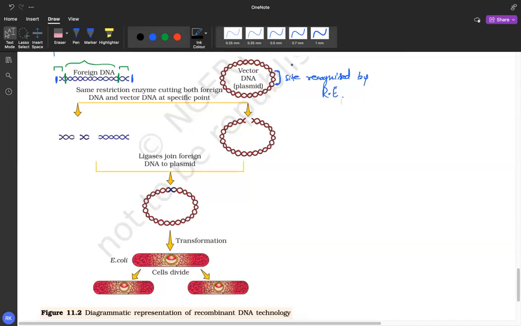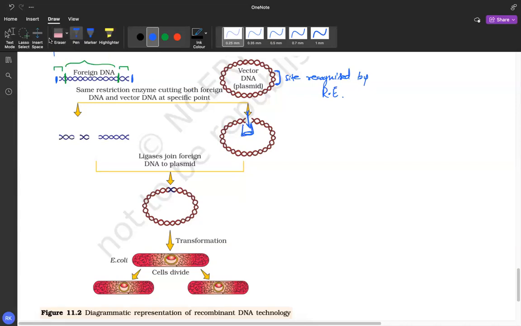Because then it will not be a linear. The moment you have more than one cut, it will have more than two fragments. If it has just one cut, like here, it is one fragment, and you can insert something in between here, right? From between here to here.